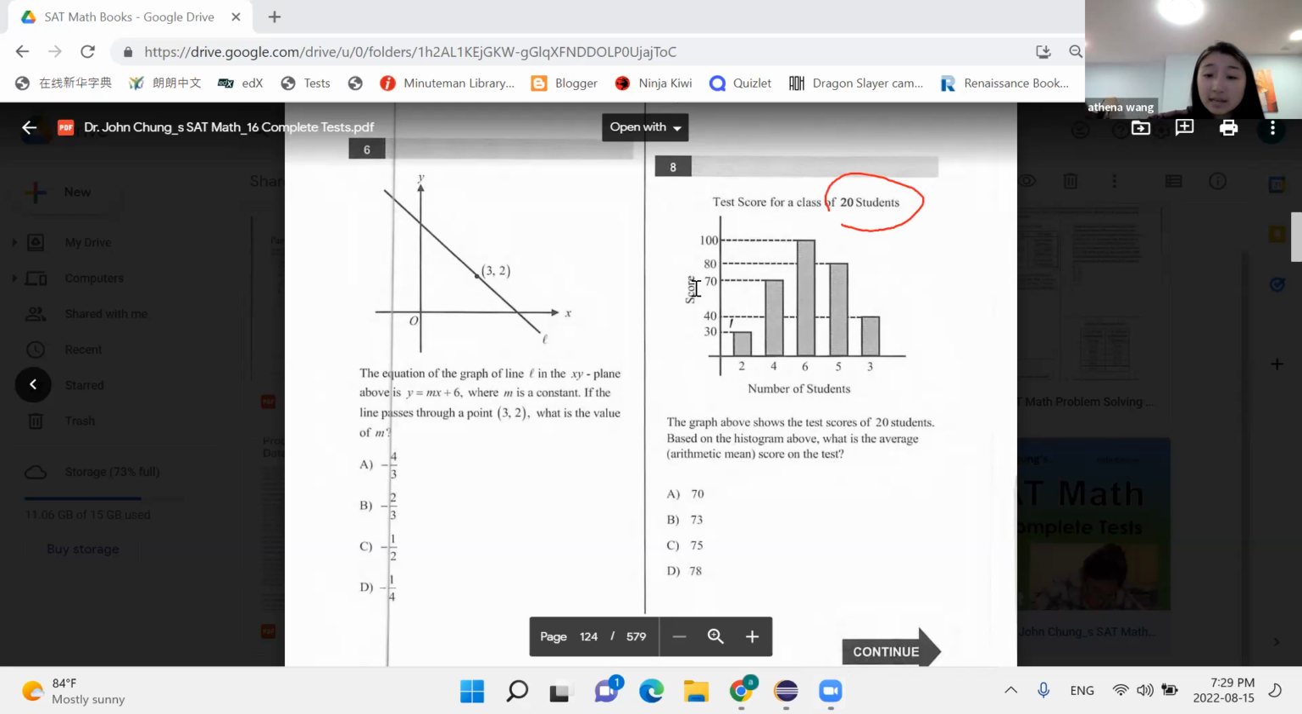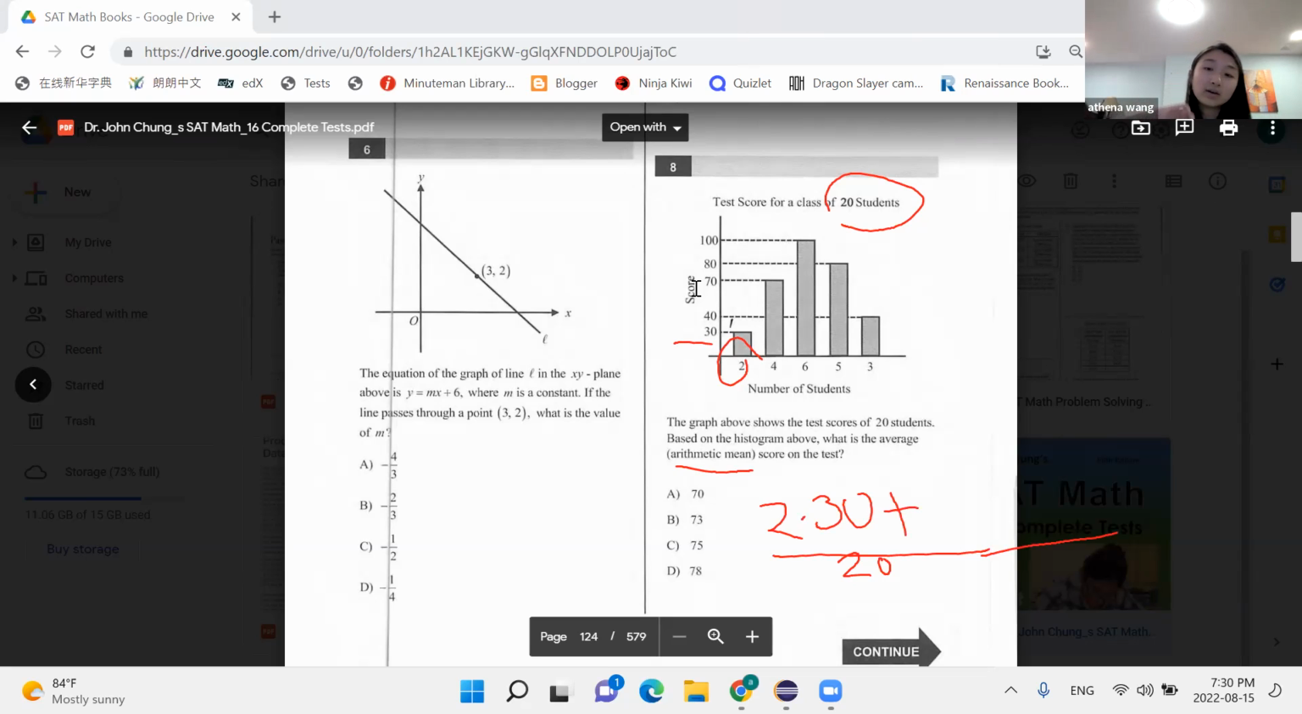So if you're trying to find the arithmetic mean, this is the most common kind of average that you see, you sum all the values up and divide by the number of values there are. So we already know that there are 20 values, so we're going to divide over 20. Okay, and then for 2 students, they got a score of 30. So we have 2 30s. Okay, so we have 2 times 30. And then we have to add.